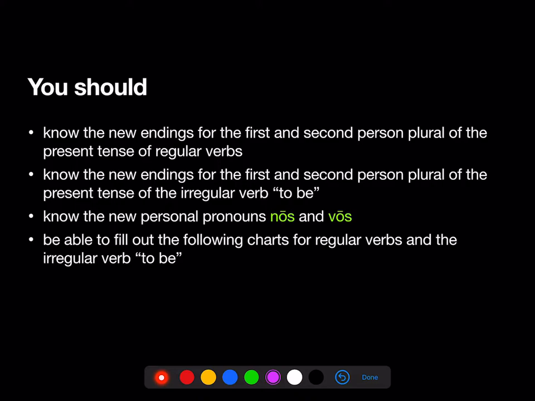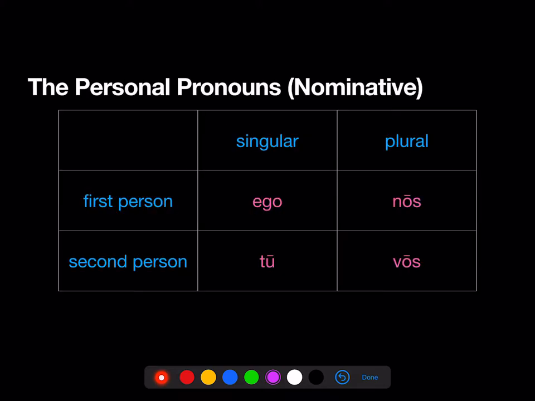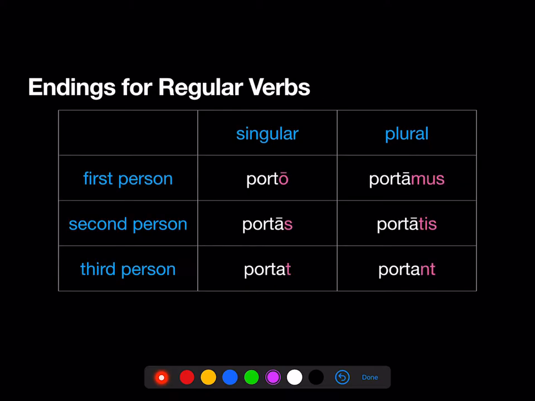So let's take a look at the charts. First, the personal pronouns, just the nominative. First person singular, ego, I. Tu, you singular, nos, we, and vos, you plural. Okay, those are the personal pronouns. They show you what person a verb is. But of course, what really shows us what person a verb is the personal ending.